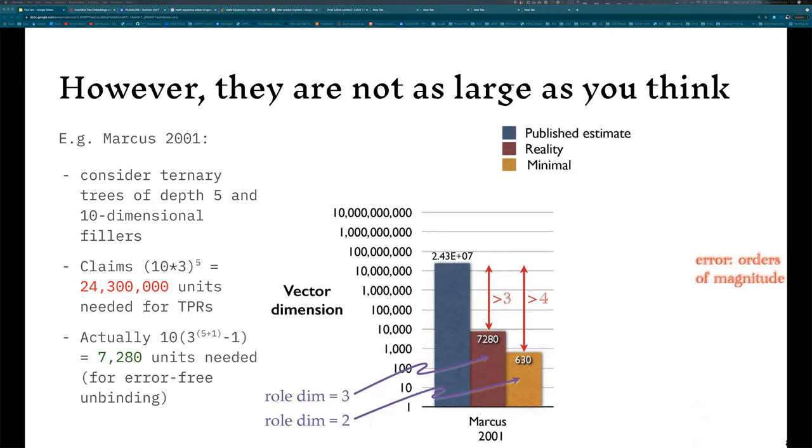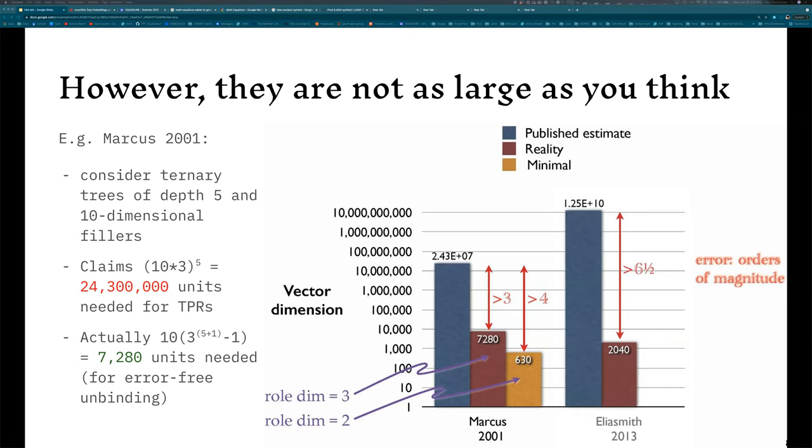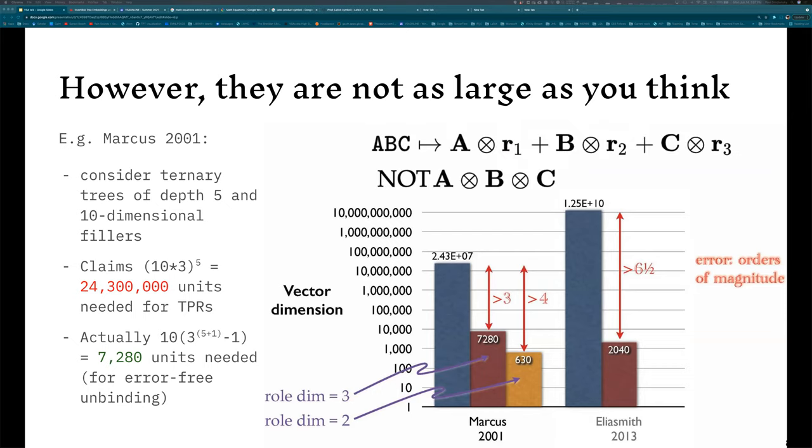Similarly, the discussion of TPRs in Eliasmith 2013 is off by 6.5 orders of magnitude. The main reason for this discrepancy, I think, is that whereas in HRRs people typically represent a sequence like ABC as A bound to B bound to C, in TPRs, instead, we use role vectors for the different positions, and it's A bound to role 1 plus B bound to role 2, and so on, which is much smaller, especially as things get deep.